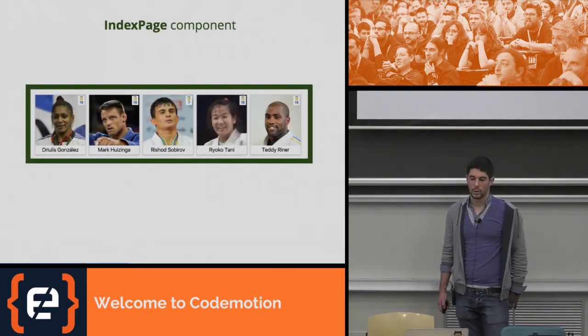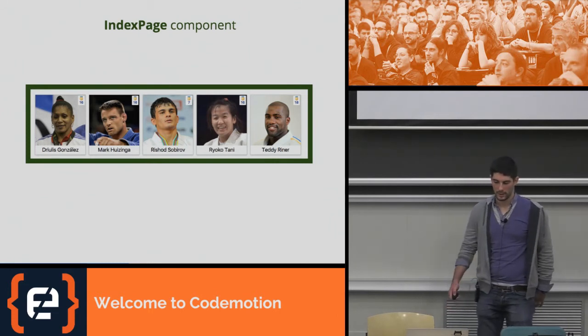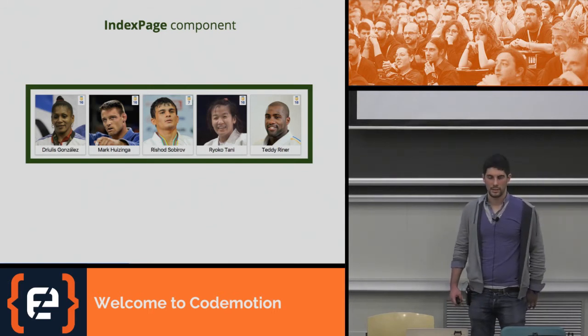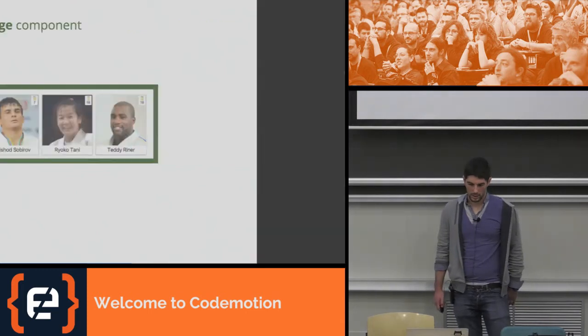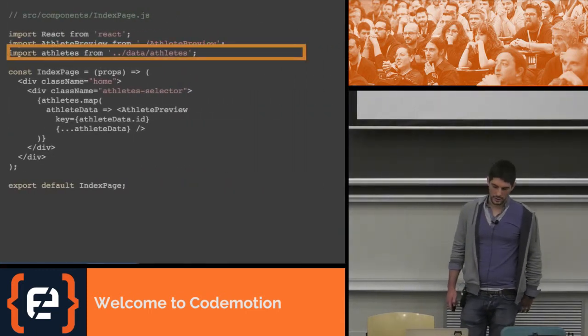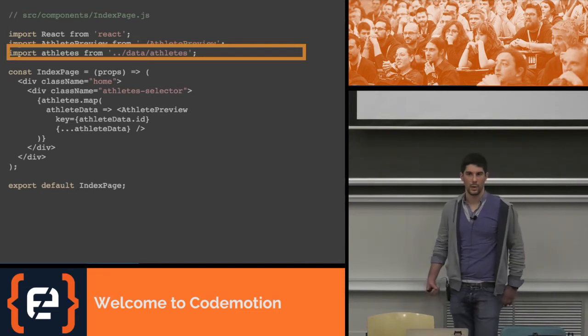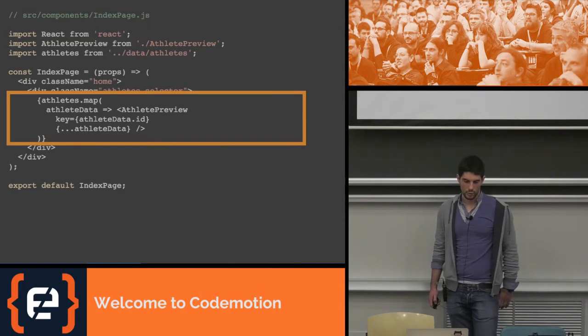OK, then let's move to our main page, what we call the index page component. When we are on the first page, we want to display the list of the athletes that the application showcases. So basically, we want a component that describes this specific list. The first thing to notice is that we are importing our database module. Let's call it this way. It's not really a database, but it gives you the idea that it's where we get the data. And we are going to use this module to iterate over all the available athletes.